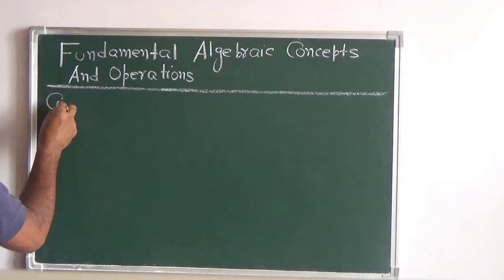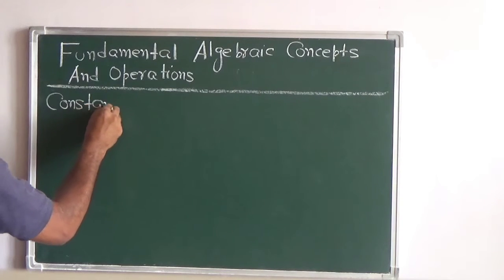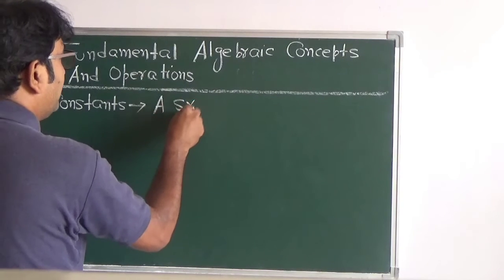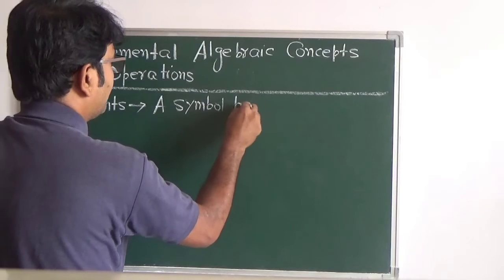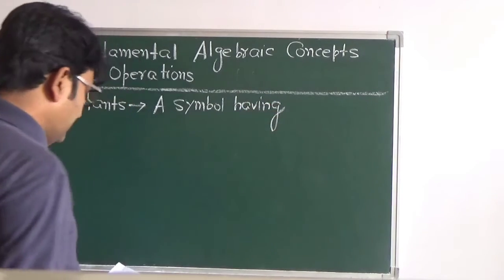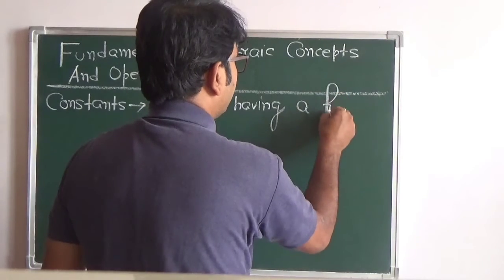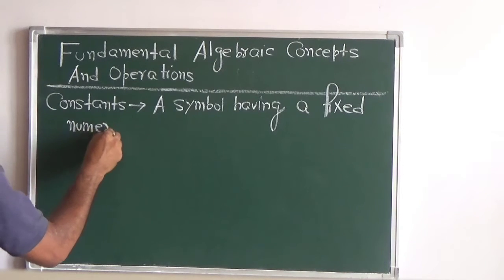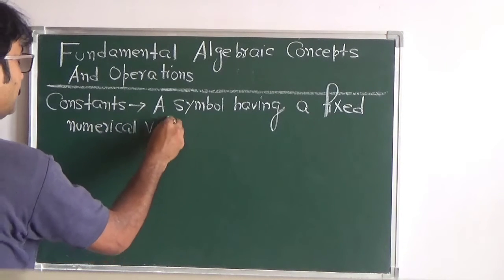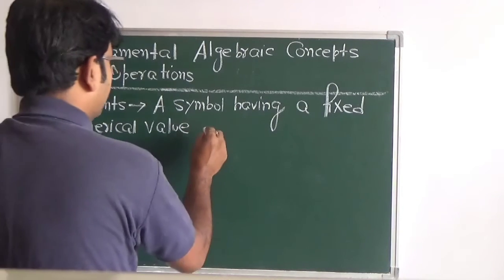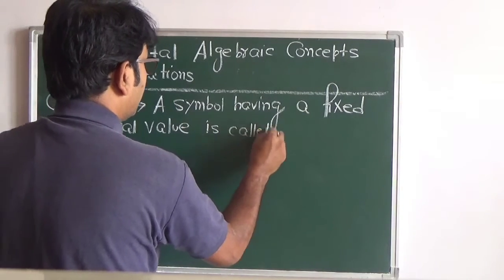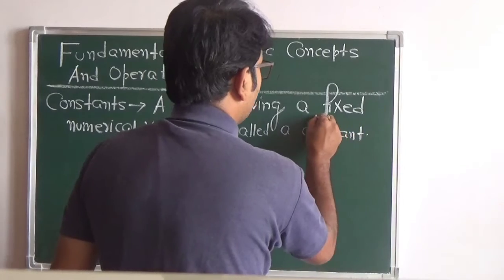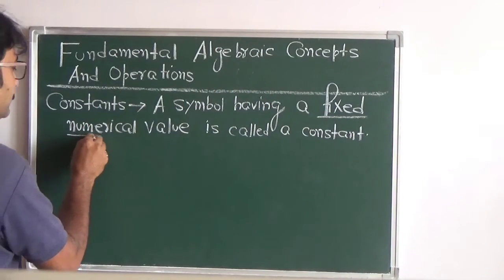So first one is, what do you understand by a constant? Write it down. A symbol having a fixed numerical value is called a constant. Underline this fixed numerical value.